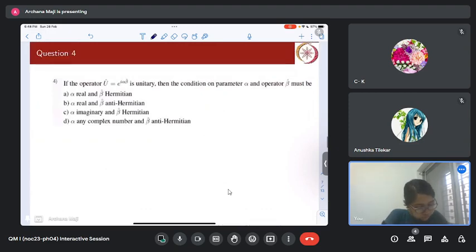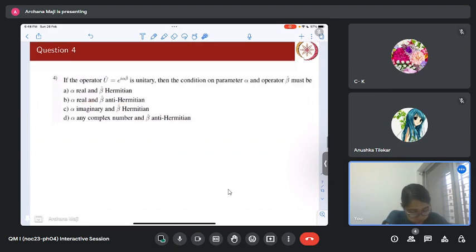Okay. This question, we are given operator U, which is exponential I alpha beta cap, and it says that this operator U is unitary. Then the condition on the parameter alpha and beta must be: alpha real, beta Hermitian; alpha real, beta anti-Hermitian; alpha imaginary, beta Hermitian; or alpha any complex number and beta anti-Hermitian? What do you think the answer to be?